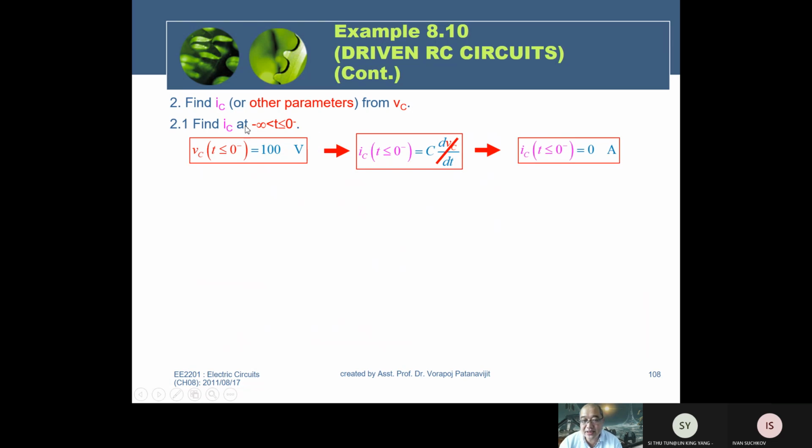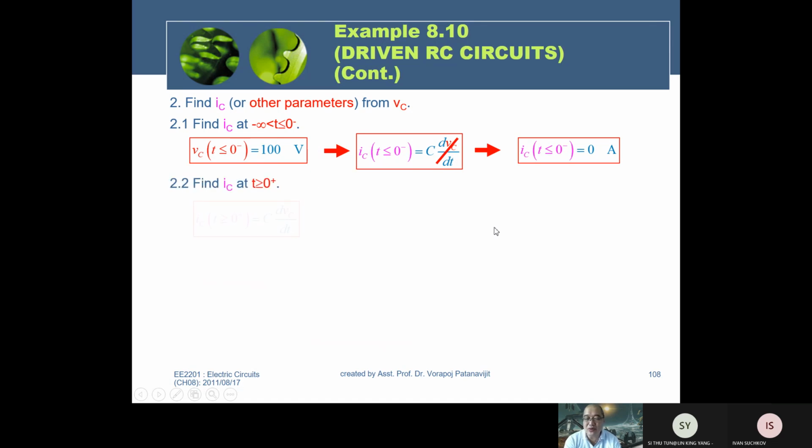For the IC that you compute from VC, IC equals C dV by dt. But for time less than 0, VC is constant, equal to 100 volt. Take the derivative of the constant. The derivative of 100 gives you 0. Therefore, IC for time less than 0 is equal to 0 too.